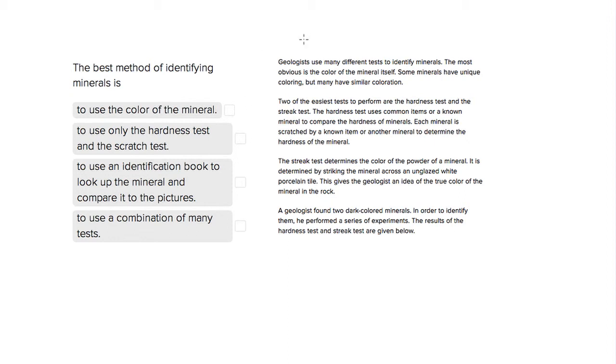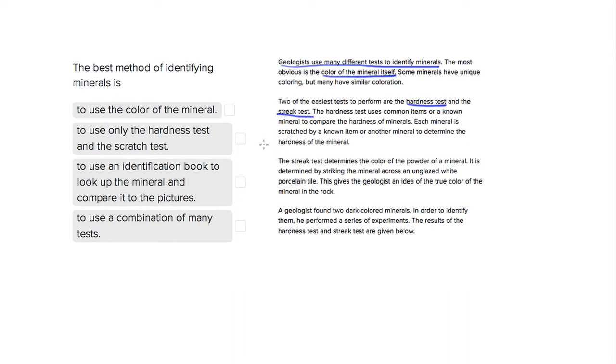So our passage tells us that geologists use many tests to identify minerals. One of the most obvious ones is the color of the minerals, but you can also do some other tests. Two of the easiest ones to perform are the hardness test and the streak test, and the passage will go on to give us some experiments.